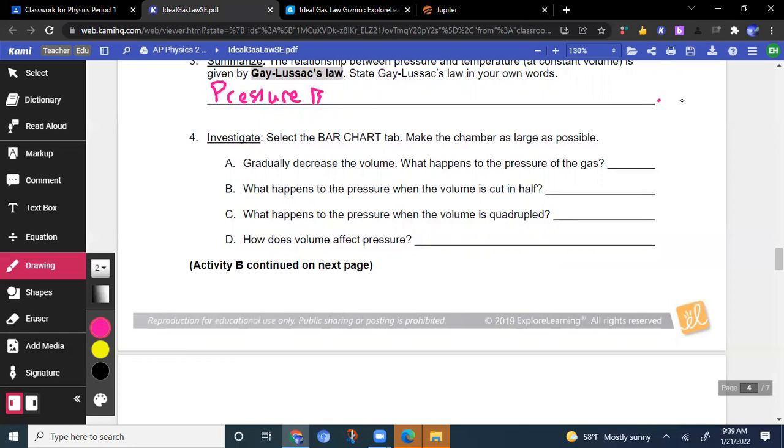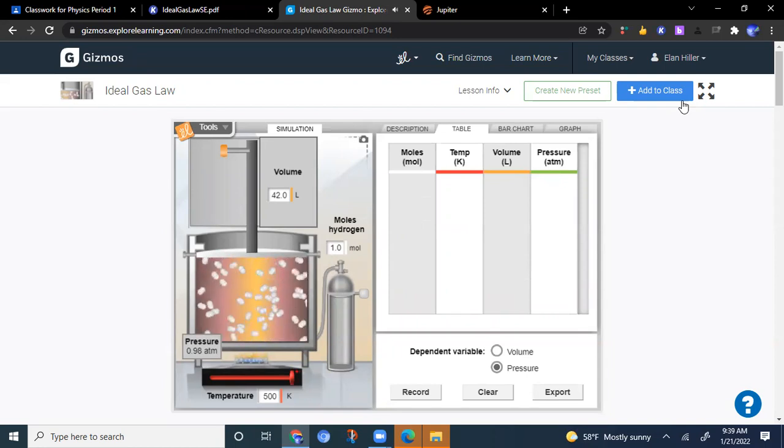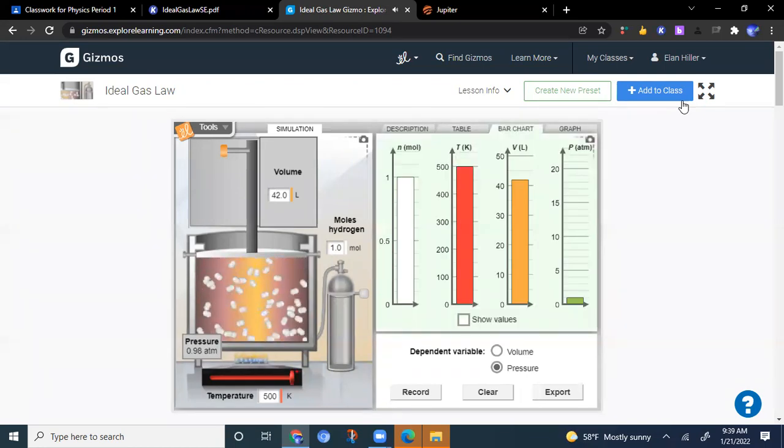Okay, in the next investigation, we're going to look at volume affecting pressure. So what we're going to do is go ahead and clear the data like that. You're going to go to bar chart, and keep the temperature constant. You keep it at 500 Kelvin. It doesn't matter. But keep the volume as large as possible.